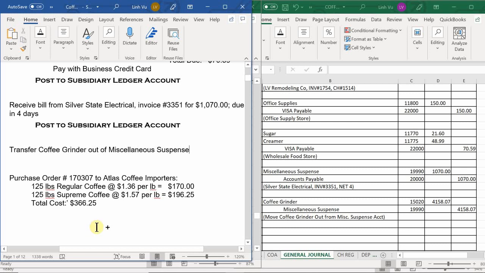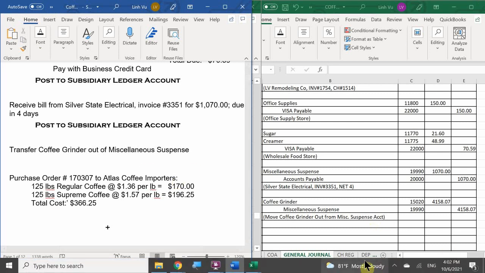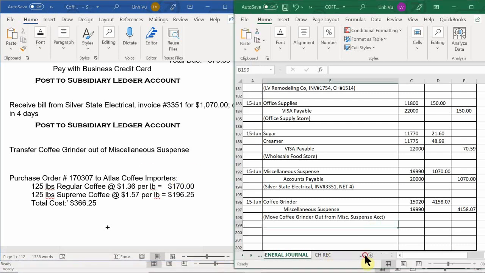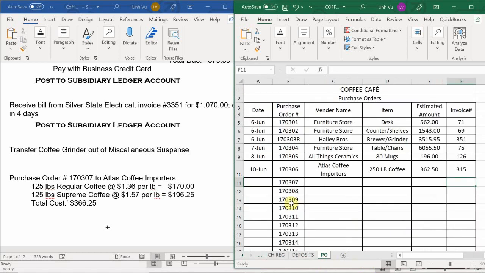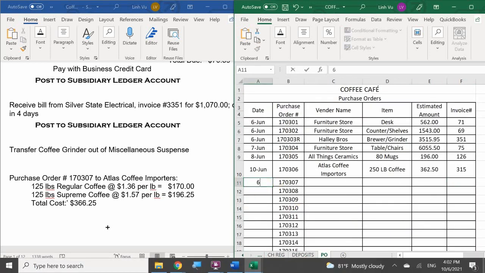So what did we order? We ordered 135 pounds of regular coffee, 170, and we buy 125 for Supreme coffee for 196.25. Total cost 366.25. Awesome. So what do we do with purchase orders? We go into purchase order to write that. Yes, we're going to have this.